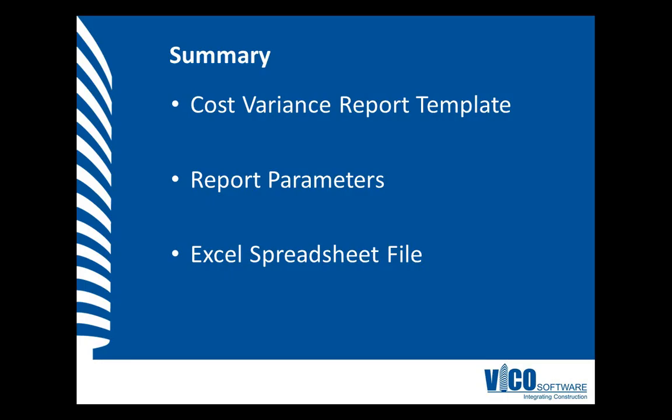In this session, we used the cost variance report template to create a report that provides an overview of differences between version 1 and version 2 of a cost plan. After we checked that cost plan versions existed in the current project using the Manage Cost Plan Versions function, we used report parameters to select the versions we wanted to include in the comparison report, and then finally we saved the result as an Excel spreadsheet file.